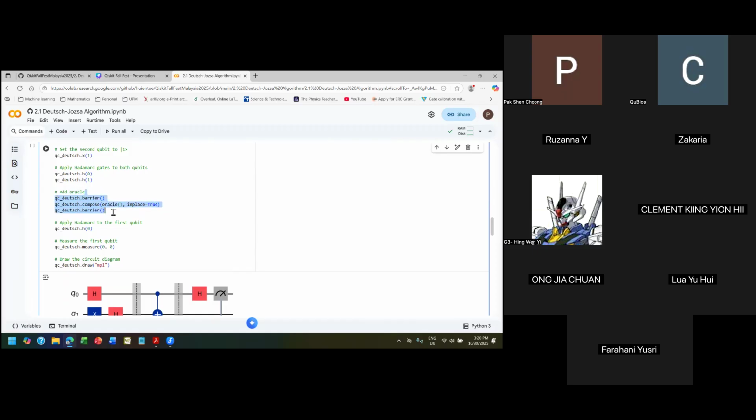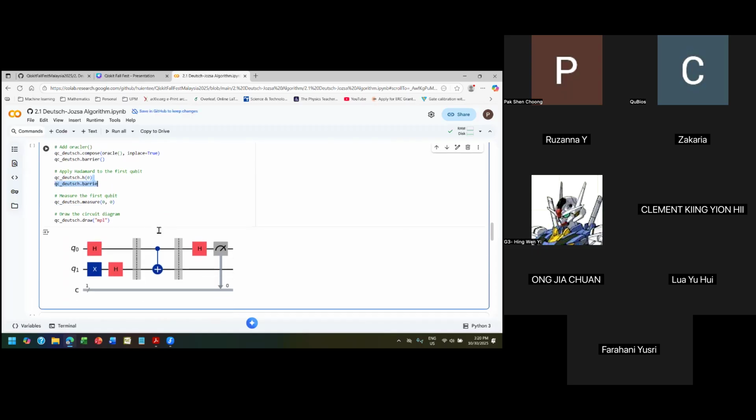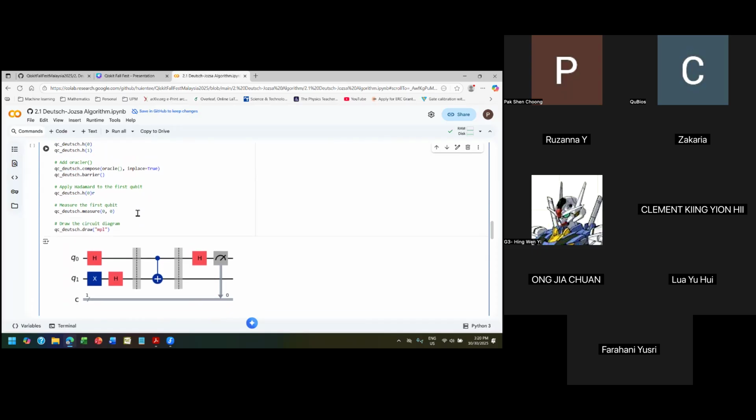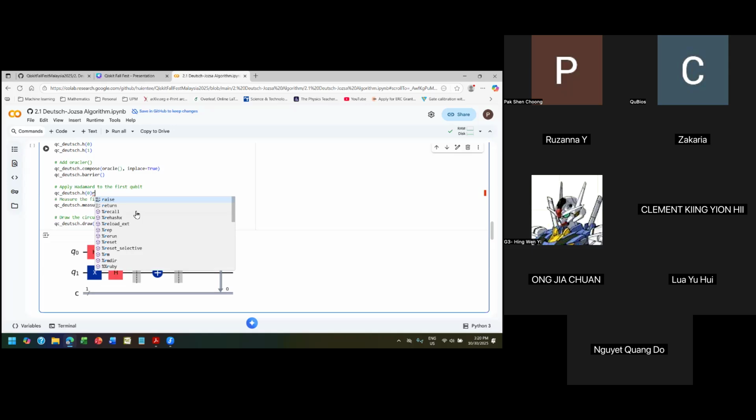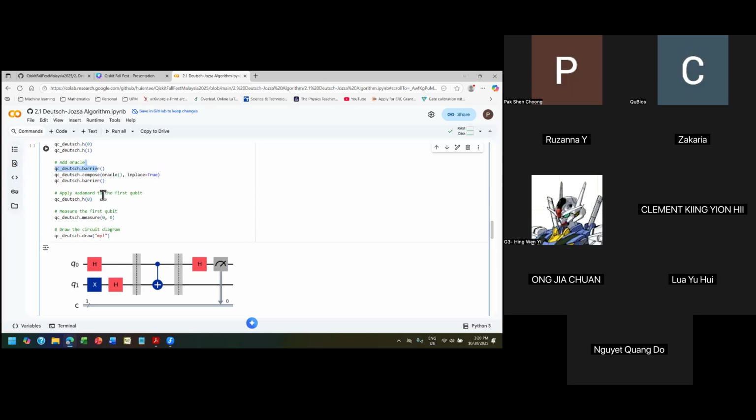You can see there's a barrier on top and a barrier below. When you look at the circuit, it's just this barrier and this barrier. It's not necessary, but it's easier to visualize when you have the barriers over there. It's just for better visualization. Then after that, we continue implementing the Deutsch algorithm. So we apply Hadamard to the first qubit.